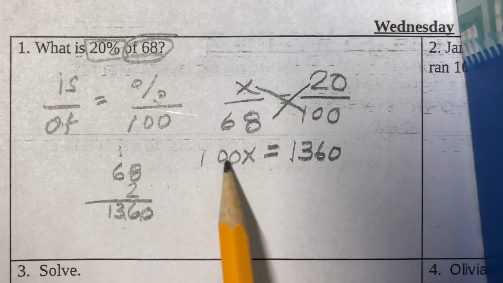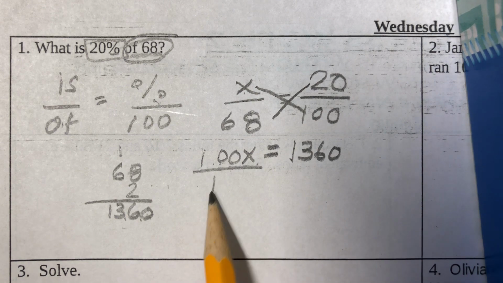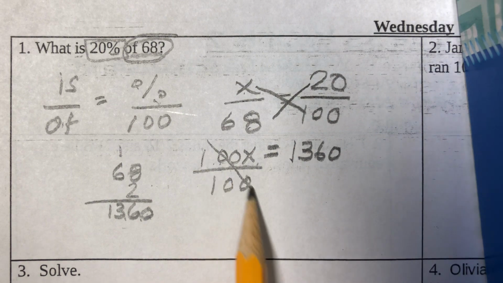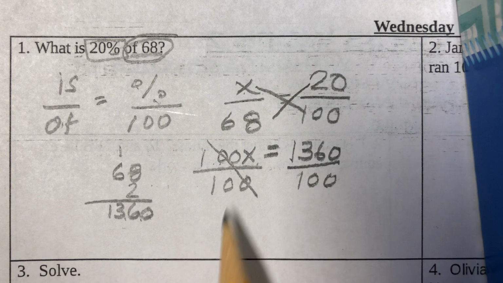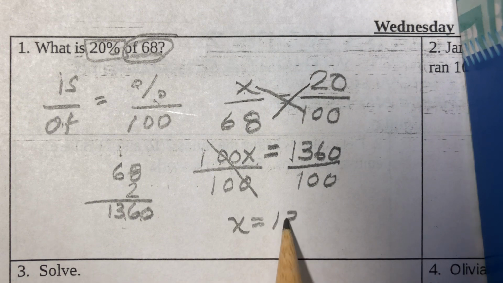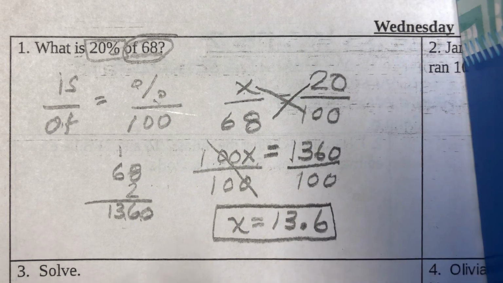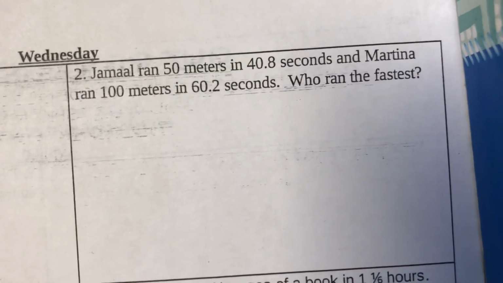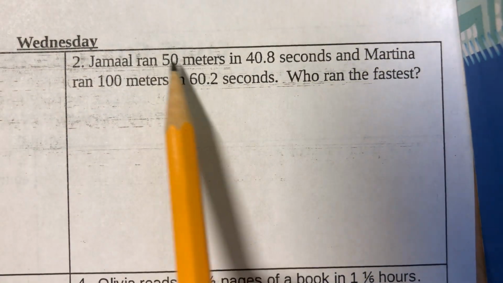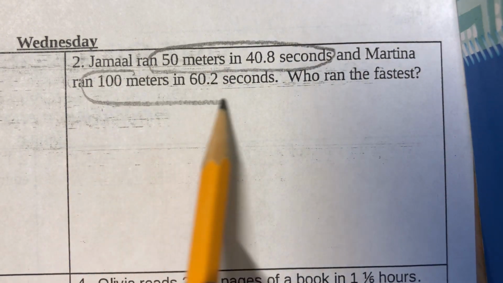So I need to separate 100 and X. This means multiply. The inverse of multiply is to divide, so I'm going to divide by 100 on the left. If I divide by 100 on the left, I'm going to divide by 100 on the right. My value for X is going to be 13.6, and if you have a 0 here, that's fine. The 0 really doesn't add any numerical change to the number, so I'm just going to remove it off.